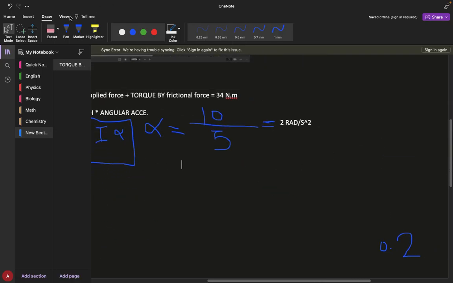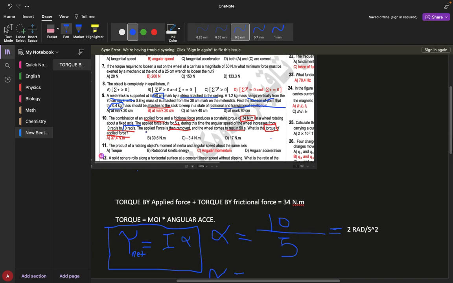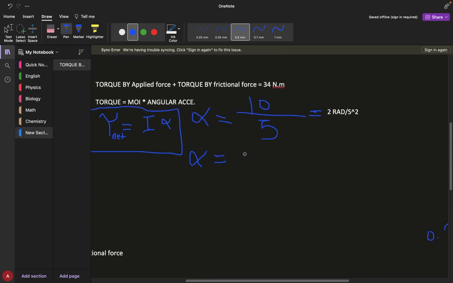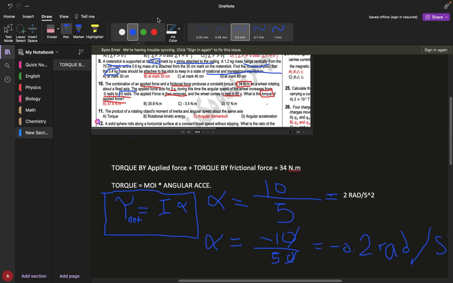The other alpha that I will find is this: the applied force is then removed, and the wheel comes to a rest. That means that the final is now 0 and the initial was 10 rad/s. So that would be negative 10 over 50. The zeros cancel out each other, and negative 1 over 5 would be negative 0.2 rad per second squared. Guys, now this is something that I would like to focus on.